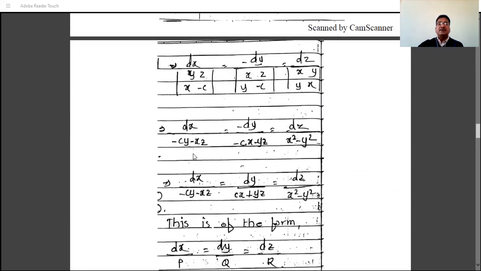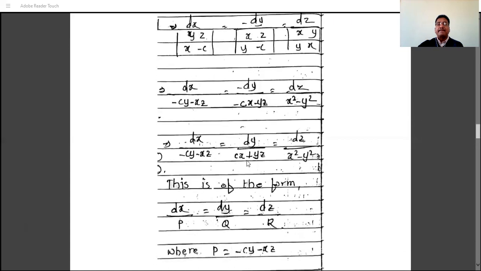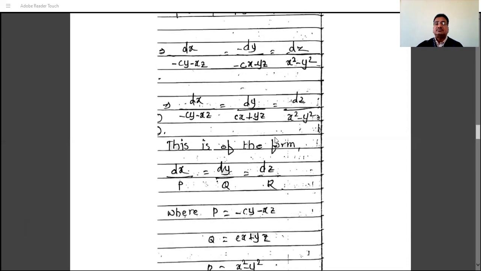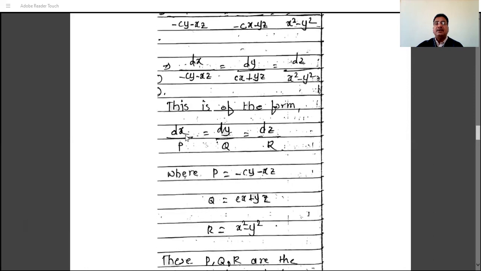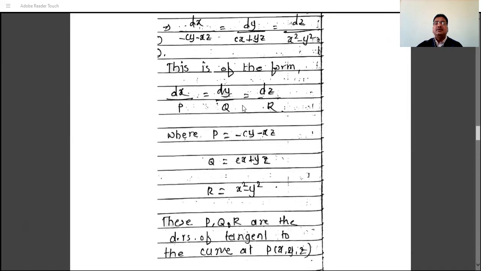What are the values of these determinants? Minus cy minus hz. Then the value of this determinant is minus xc minus yz, and the value of this determinant is x square minus y square. Then after the effect of the negative sign, we have dy divided by cx plus yz, and this is of the form dx by p, dy by q, dz by r. So what are pqr? P is minus cy minus hz, Q is cx plus yz, and R is x square minus y square.